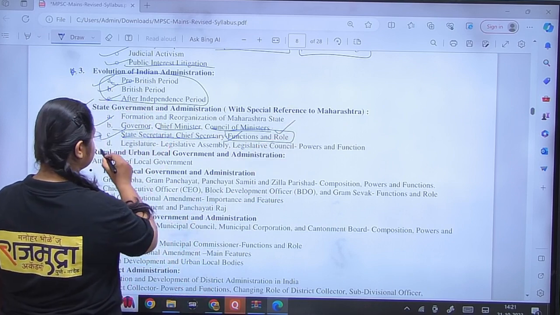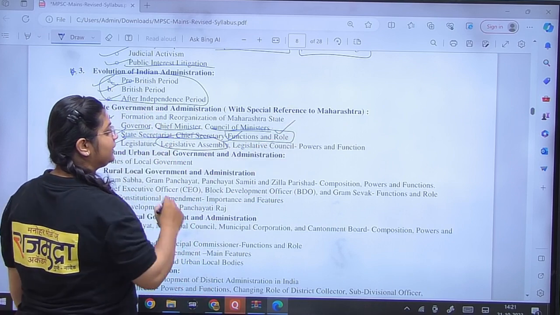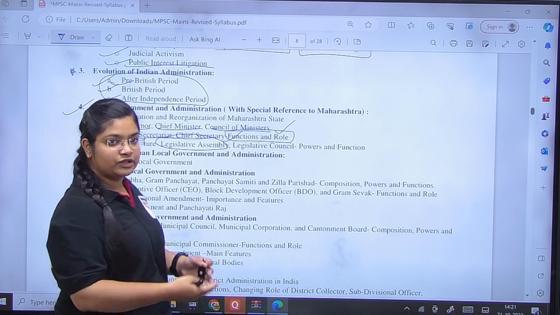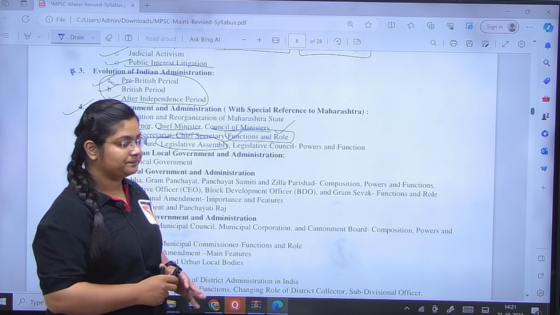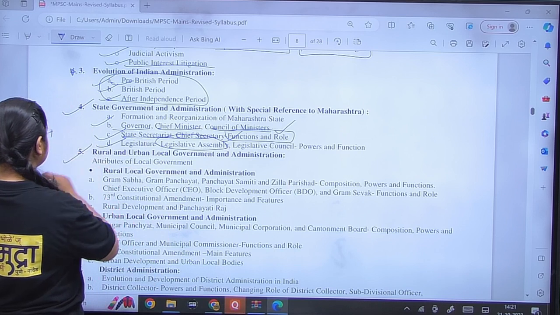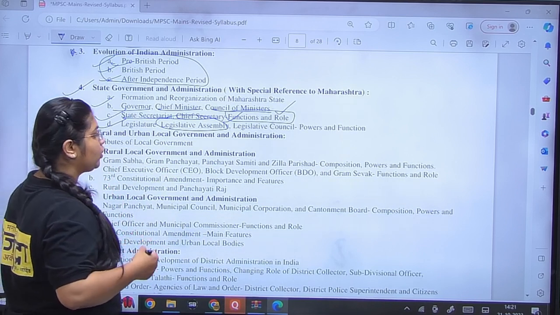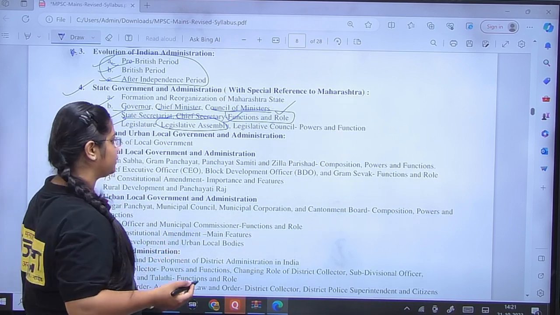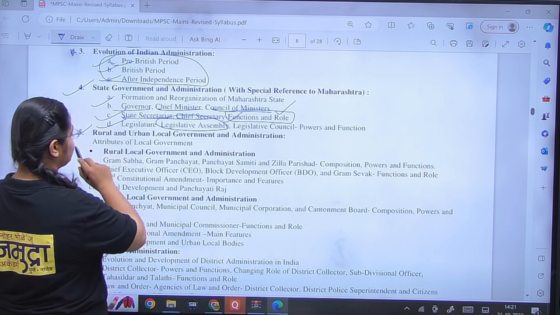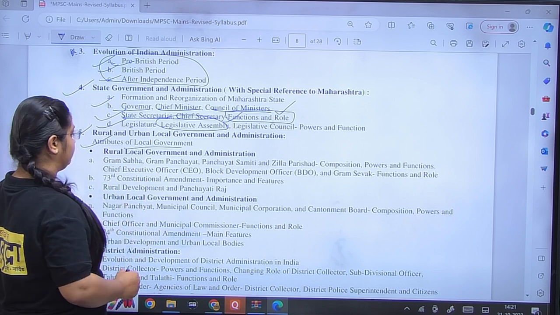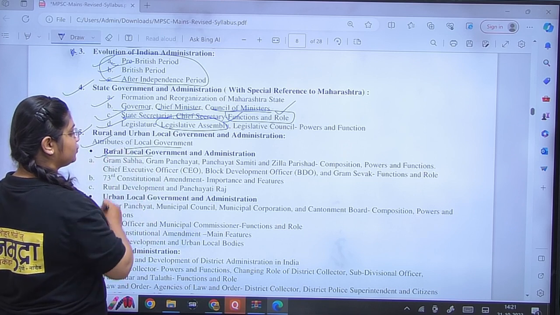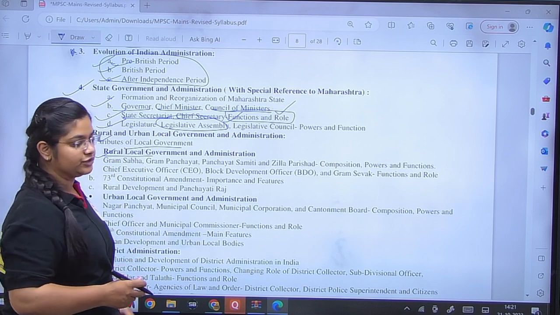Next is legislature. Legislative assembly, legislative council, power, functions, memberships, everything. Okay. Next is rural and urban local government and administration. In that, we are going to see attributes of local government. The first point is rural government and administration.